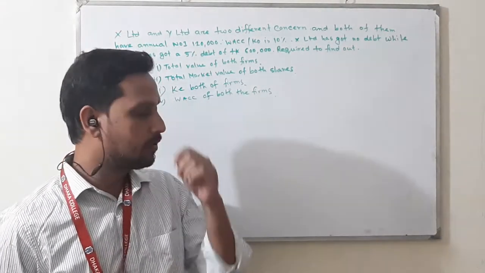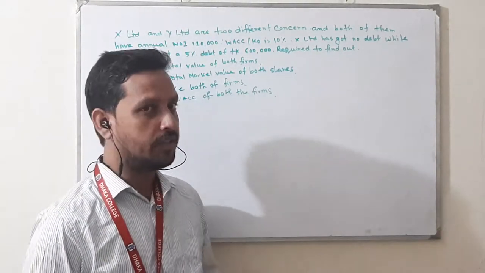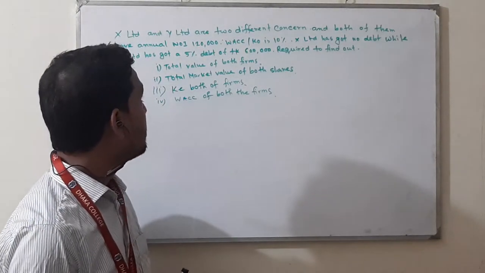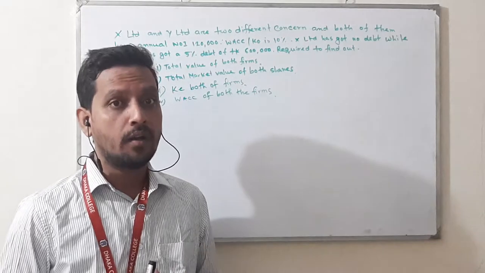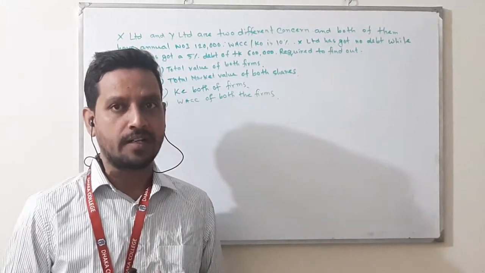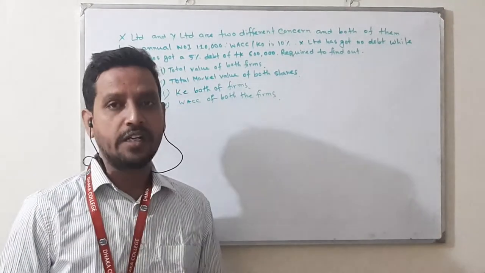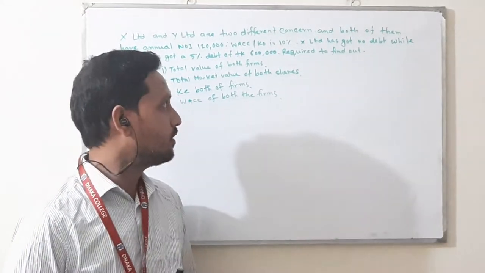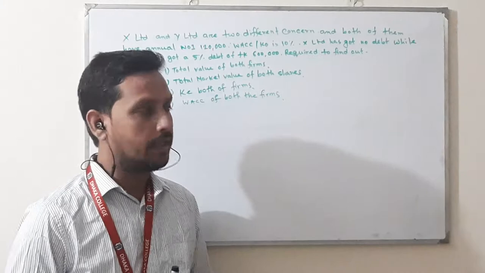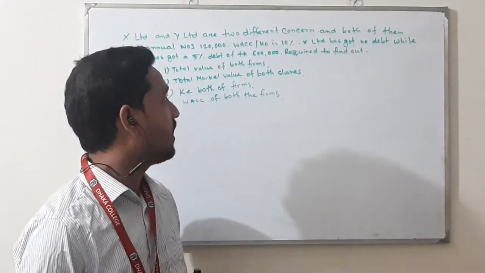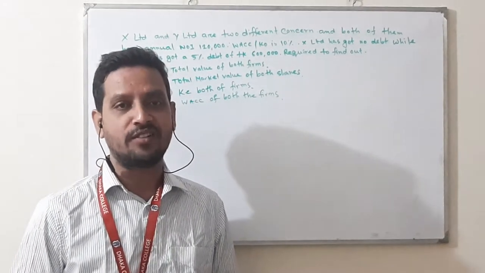So we see a question on the whiteboard. What is written here? X Limited and Y Limited are two different concerns, and both of them have equal net operating income or EBIT, earnings before interest and taxes, which is 120,000 taka. The weighted average cost of capital, or overall cost of capital, is 10%. X Limited has no debt, while Y Limited has a 5% debt of taka 6 lakh. I mean, X is an unlevered company and Y is a levered company.